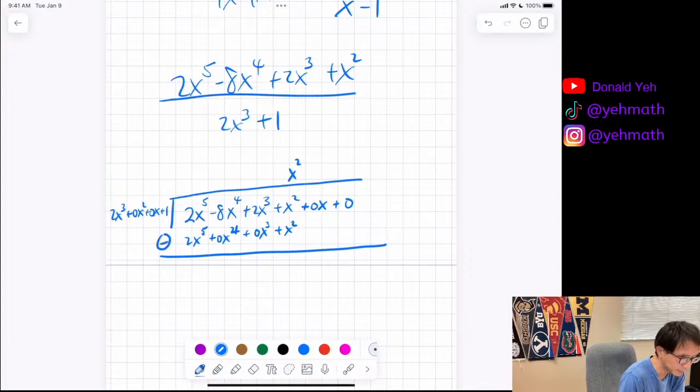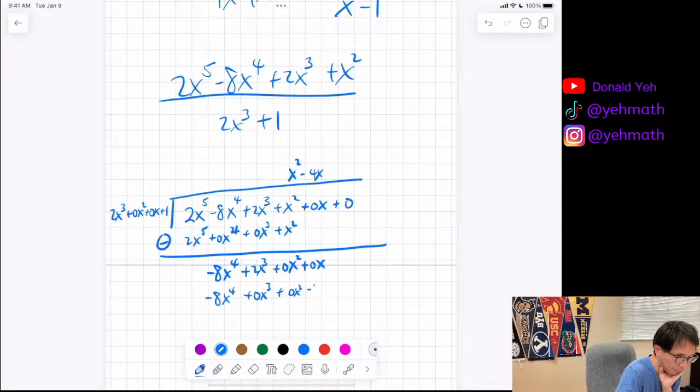I'm going to draw a subtracting sign here. Luckily, this all cancels. So now 0x here. I'm going to drop another term because I need 4 terms in order to divide. And I'm going to plus what? Minus what? 2x cubed times what equals negative 8x to the 4th? Negative 4x, good. So that's going to be negative 8x to the 4th plus 0x to the 3rd plus, this is second, sorry, plus 0x to the 2nd minus 4x.